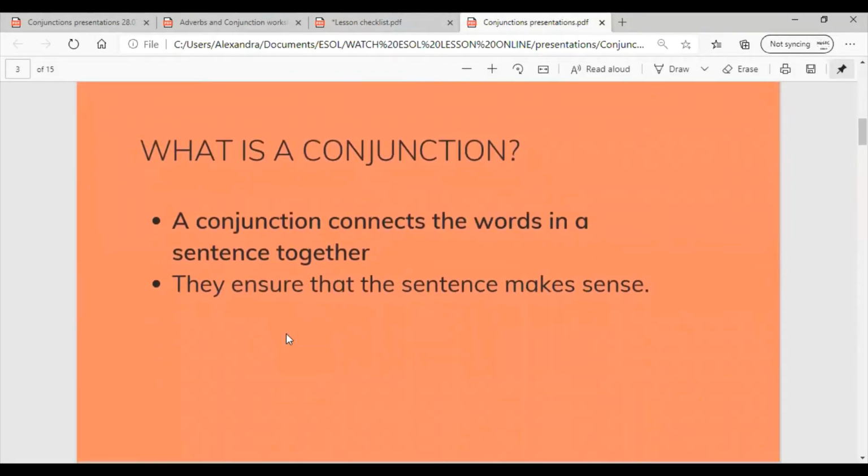So what is a conjunction? A conjunction connects the words in a sentence together. They ensure that the sentence makes sense. If we take this sentence as an example, a conjunction connects the words in the sentence together. The a, the, in and the a would all be conjunctions because they are connecting together all the other words to make sure that it makes sense when put together. Because if you didn't have the a, the, in and the a in this sentence, you would just have conjunction connects, words, sentence together. Now that's not a complete sentence, it wouldn't make sense. So our conjunctions are our connective words which help the sentence to make sense.